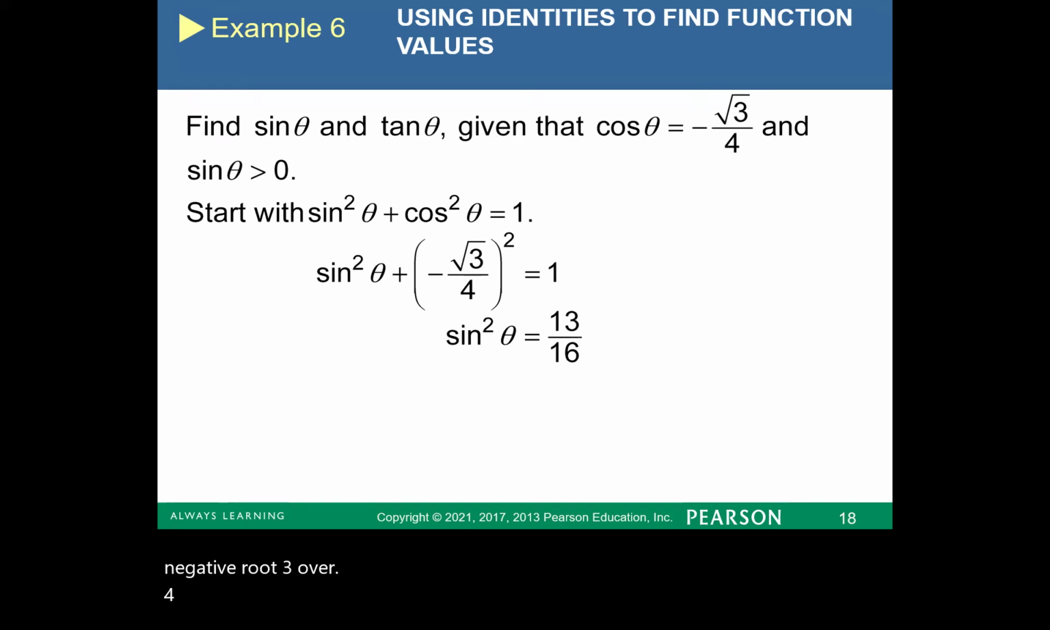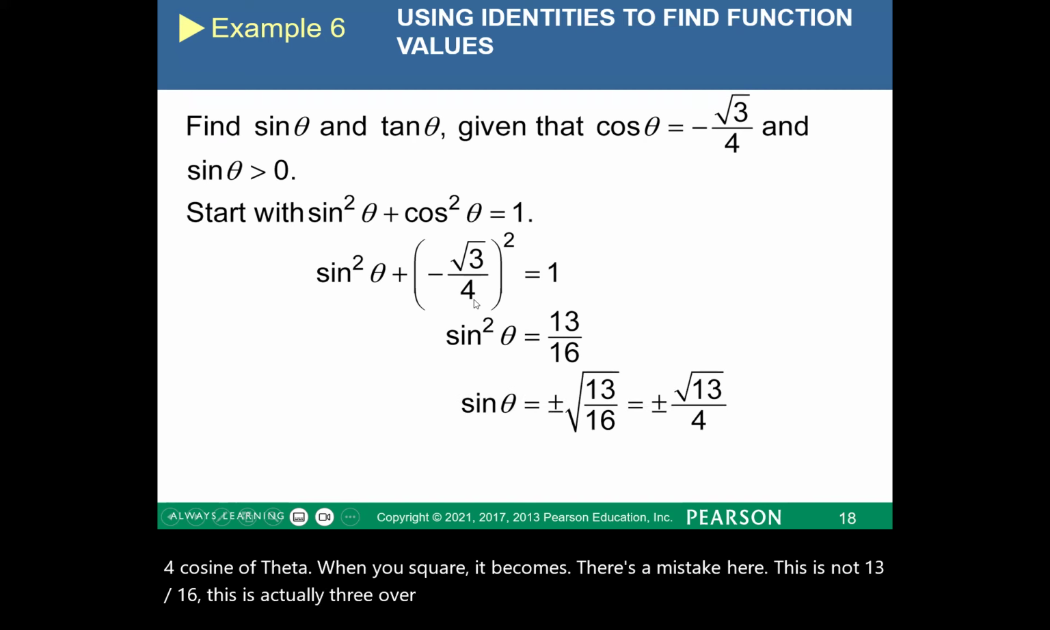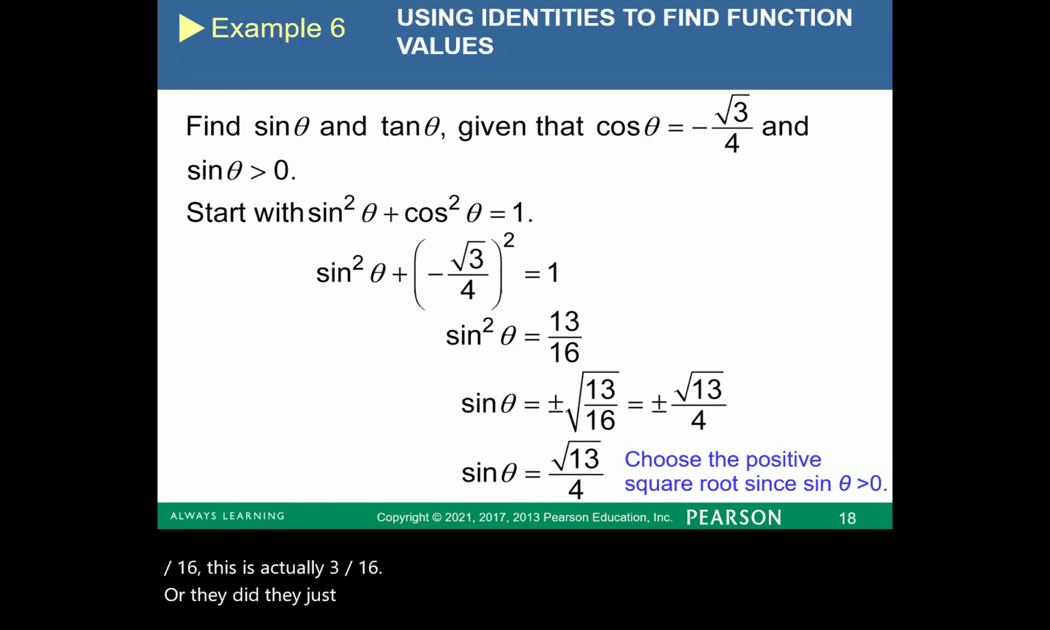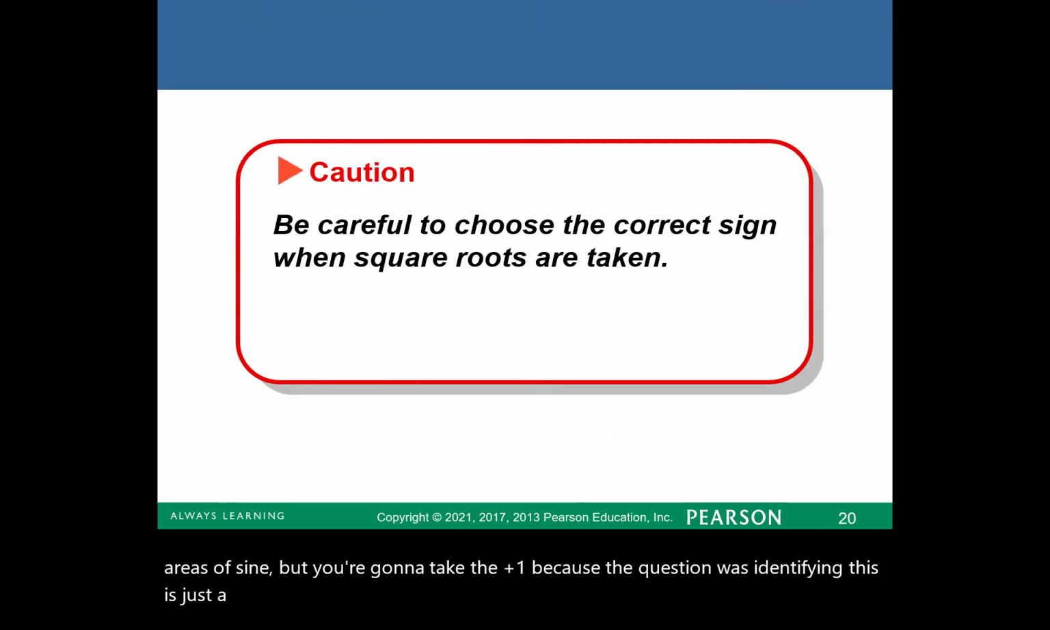When you square it, it becomes, there's a mistake here. This is not 13 over 16. This is actually 3 over 16. Or they just calculated sine squared of theta immediately. And then it gives you two values of sine, but you're going to take the positive one because the question was identifying this. This is just a proof that we're not going to look at it here.